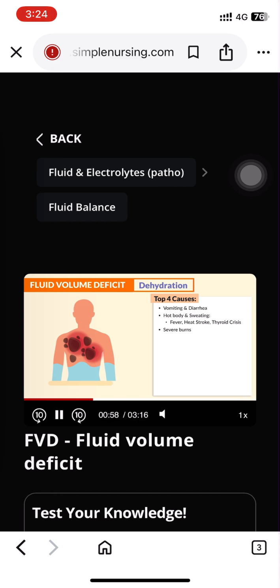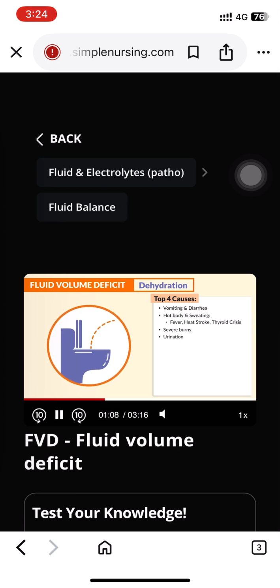Okay, now hot body and sweating also releases fluid, including fever, heat stroke, and even thyroid crisis. And severe burns. This puts the patient most at risk for fluid volume deficit, since they lost a lot of fluid due to blister formation on the skin. As well as urination drains fluid from the body and into the potty.